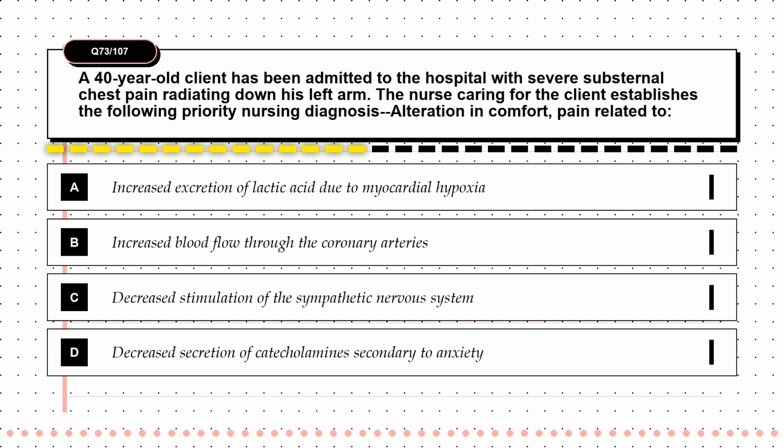Option A. Increased excretion of lactic acid due to myocardial hypoxia. Option B. Increased blood flow through the coronary arteries. Option C. Decreased stimulation of the sympathetic nervous system. Option D. Decreased secretion of catecholamines secondary to anxiety.